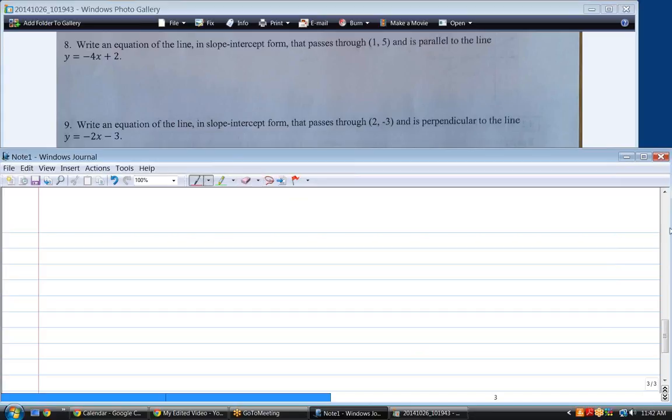The classic algebra problem. Here we have a line. And what they want is the equation of a different line. A line that passes through this point and is parallel to this line.